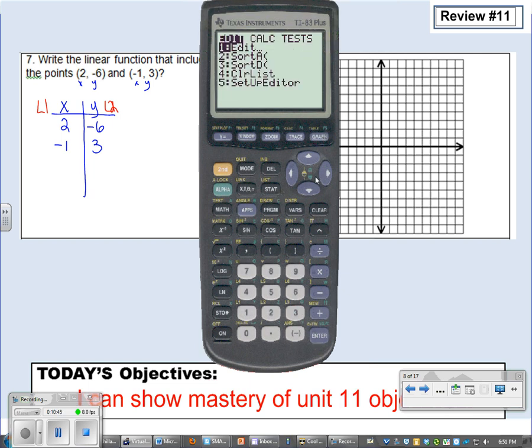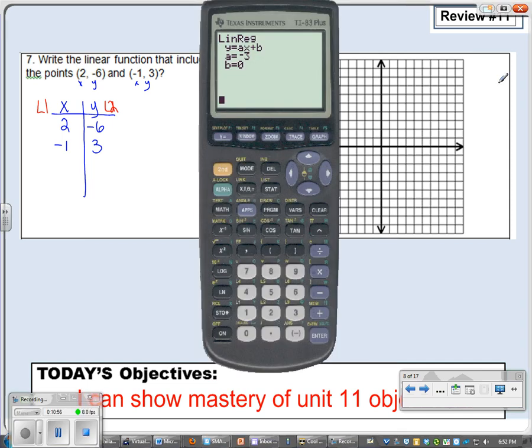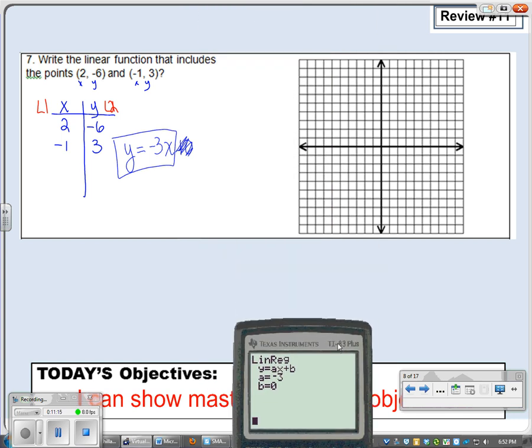Then we hit the stat button again, go over to calc, choose number 4 for linear regression, scroll down to calculate and press enter. We see that a is equal to -3 and b is equal to 0, so our equation is y equals, instead of a we're putting in -3, put our x and then +0 for b. And since it's +0 on the end, we do not need to show it. So y equals -3x.